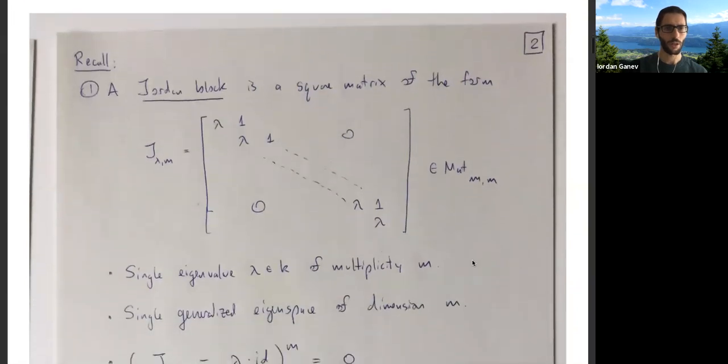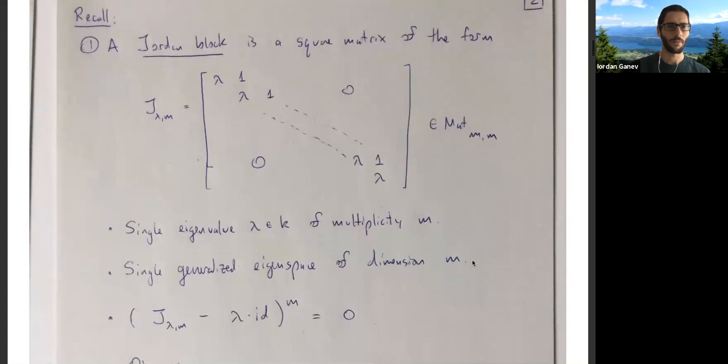Okay, so I want to recall some things from linear algebra. A Jordan block is a square matrix of this form. There's some lambda in the field. In general, lambda could be 0.